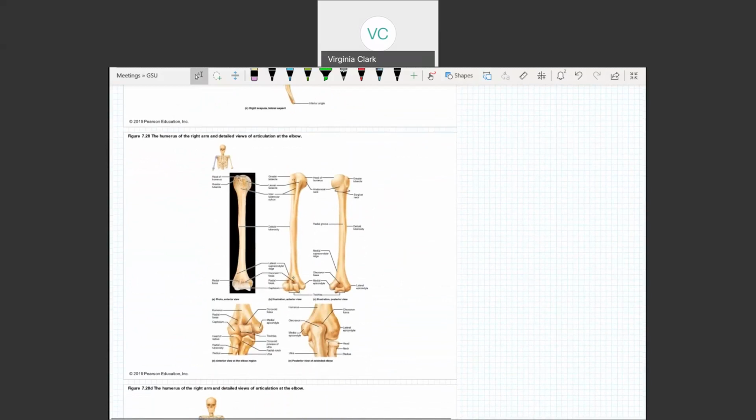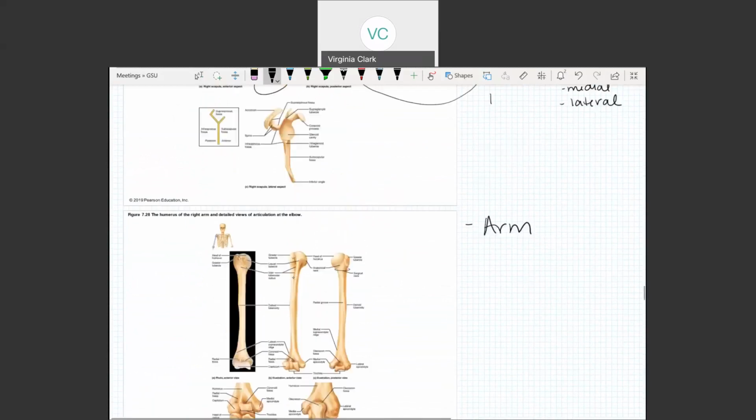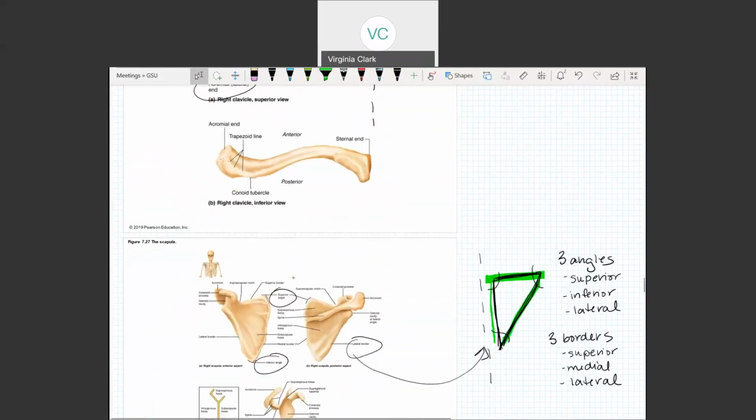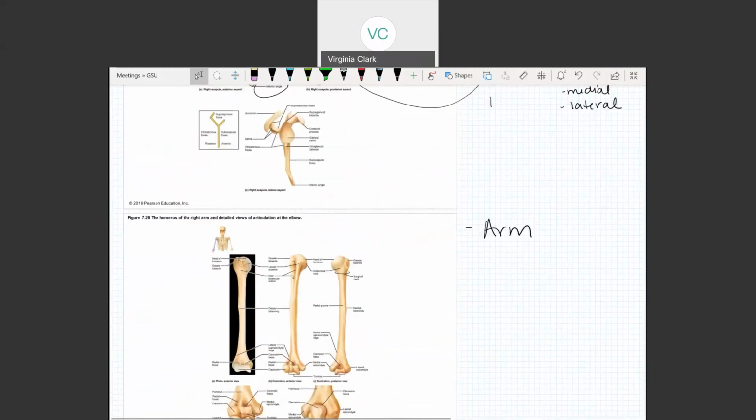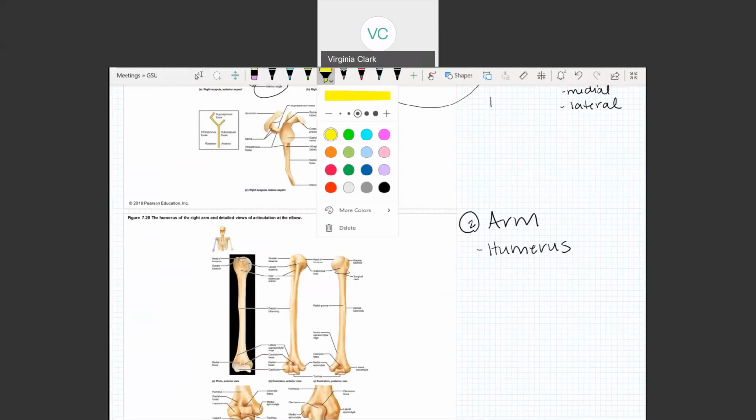Now we're going to do your overall upper extremity of your arm. So looking at this, let me actually give it, there we go. The primary bone of your arm is going to be your humerus. That is the upper bone that makes up your arm. So that's this guy right here. He is a long bone.